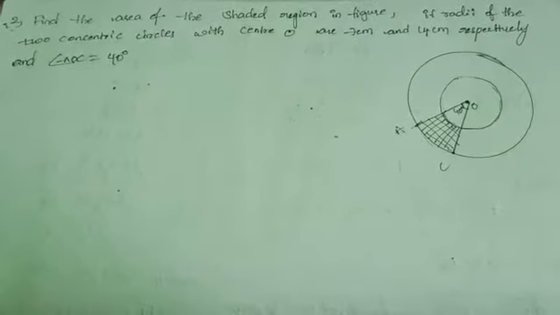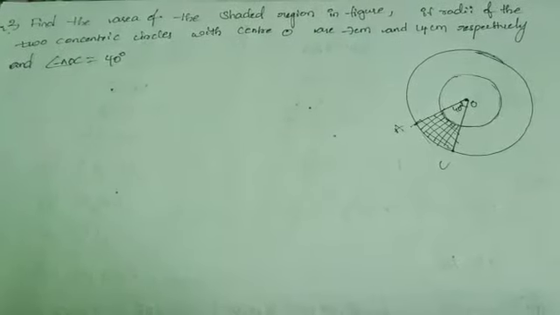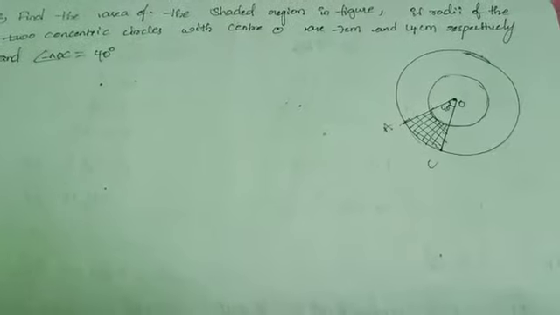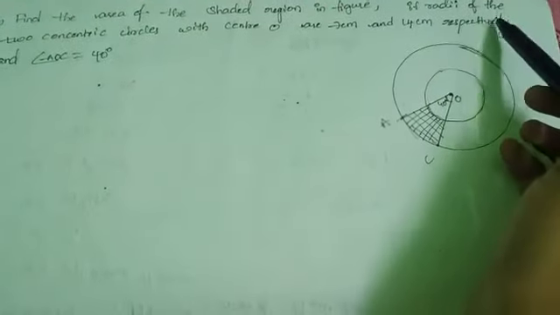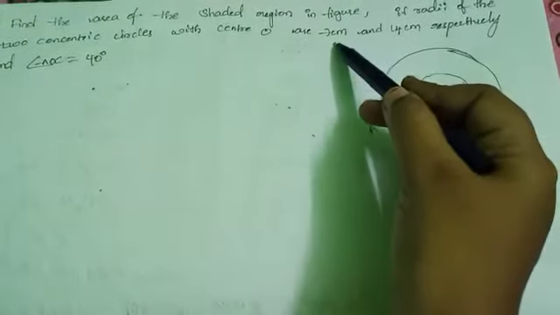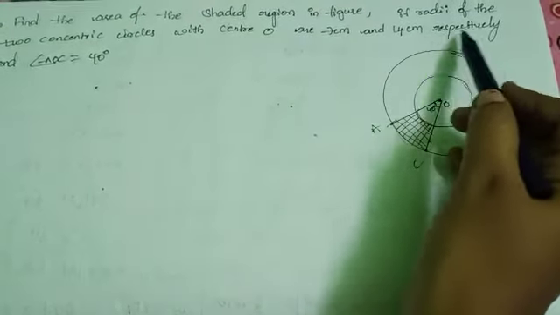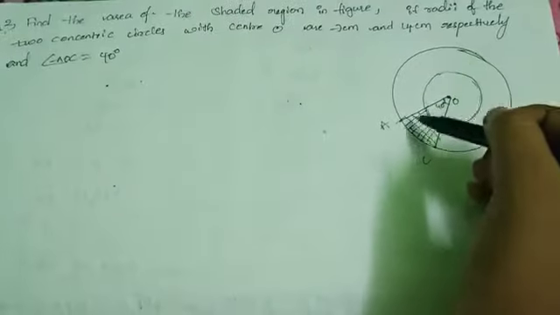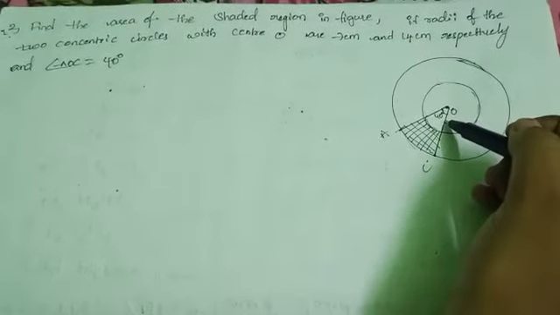Second question in exercise 12.3. Read the question. Find the area of the shaded region in the figure if the radii of two concentric circles with center O are 7 cm and 14 cm respectively, and angle AOC is 40 degrees.